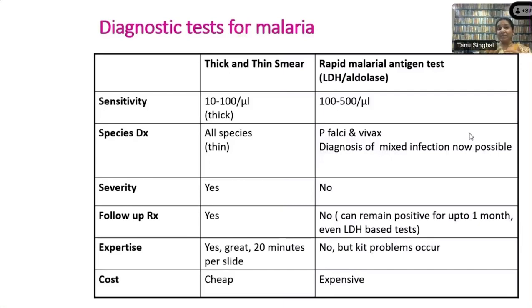And while the expertise required for the thick and thin smear is higher as compared to the rapid malarial antigen test, but again, kits are different, and Dr. Bhide will tell us more about them later. And if you have not stored the kits properly, you can get false negative results.